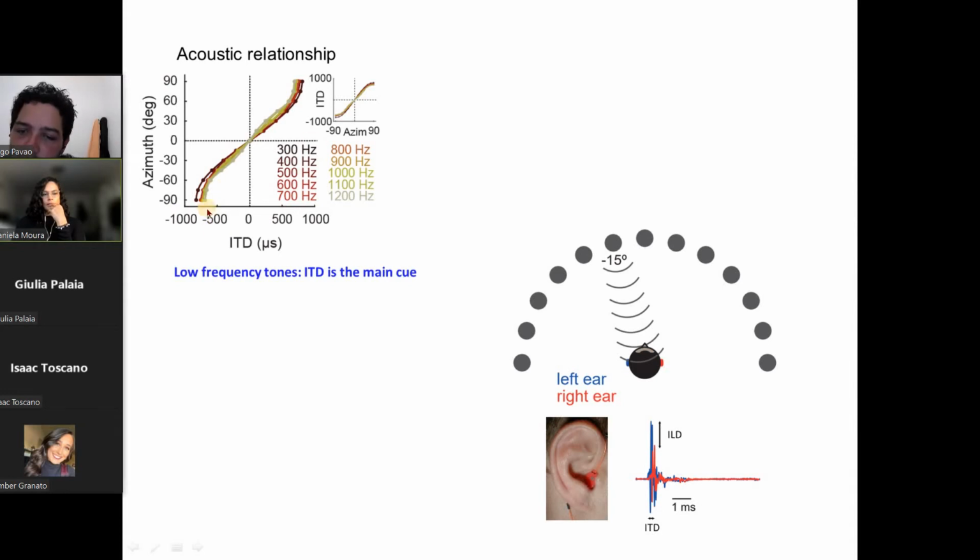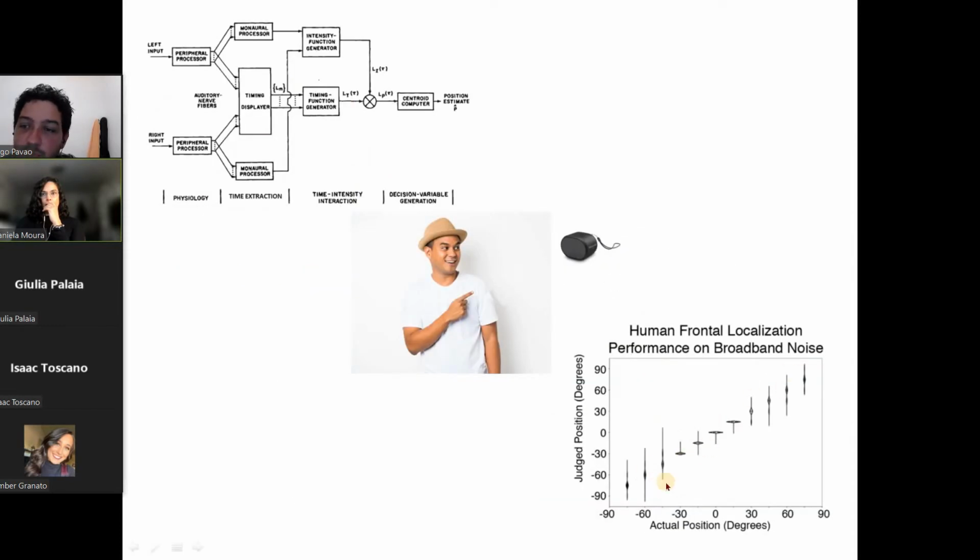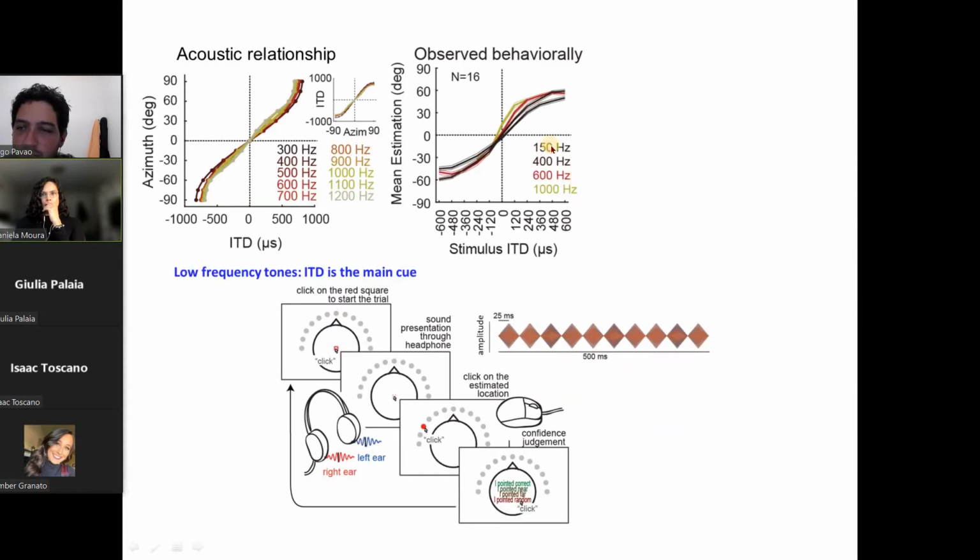So for each frequency, you have the ITD and the azimuth, and you have this curve with this shape. But when you present that ITD to people and ask them to say which azimuth it is, using tones, not broadband sounds. Here it was broadband noise, a sound that has a lot of frequencies altogether. But if you put lower and higher tones, what people do really does not match that.